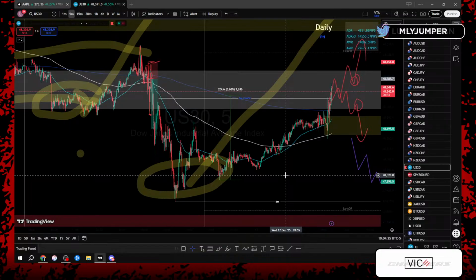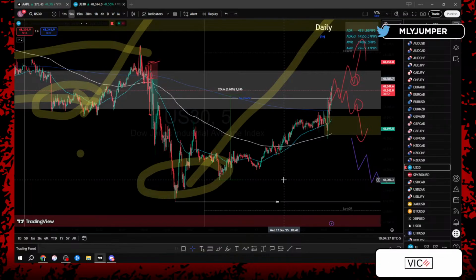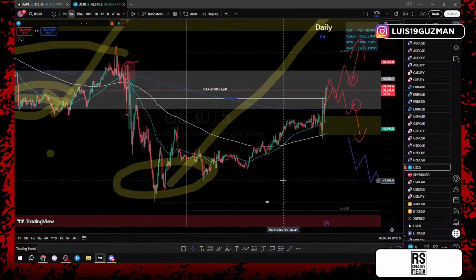I'll say 60% of the time this year, US 30 has moved during Asia and London. But again, we're in different market conditions. You have to understand, different market conditions are going to have different moves.